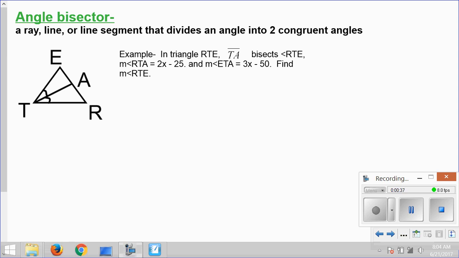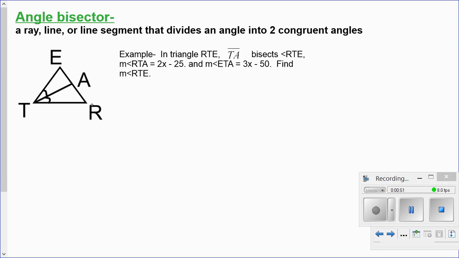So we are also given some information here. Let's take a look at this example. So in this triangle, we just said that segment TA bisects angle RTE. We're told that the measure of angle RTA, this one, is 2x minus 25. And then we're told that the measure of angle ETA, this one, okay, so the two angles that are being bisected here, I didn't do a great job of highlighting that, but we're given the measure of those two angles.